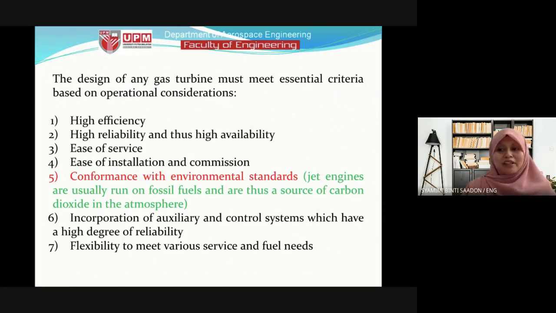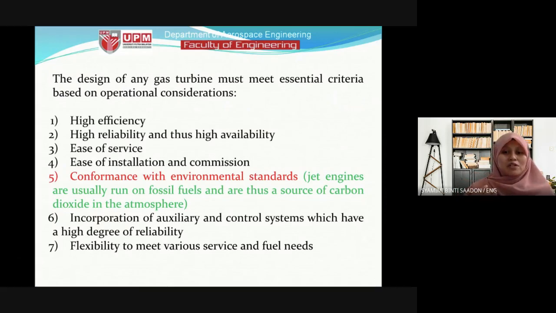There is a lot of research and a lot of proposals by scientists and engineers on how to minimize this air pollution, to conform with the environmental standards. So there are a lot of proposals, and each design has its own benefits and limitations.